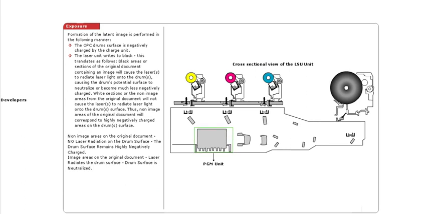Image areas on the original document: laser radiates the drum, and the surface is neutralized. The areas on the drum's surface which were exposed to laser light represent the latent image. These discharged or neutralized areas on the drum's surface now have the capability to attract toner. Note that the human eye cannot see a latent image.